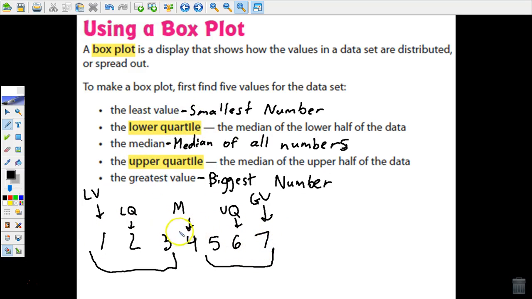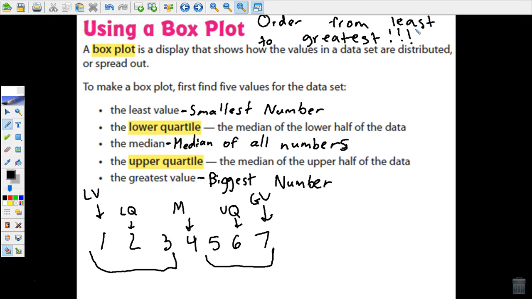Okay? If you have an odd amount of numbers, we have 7 here, we don't count the median for the lower quartile and the upper quartile, okay? We don't count the very middle number. And remember, you have to order them all from least to greatest. Very, very important, okay?